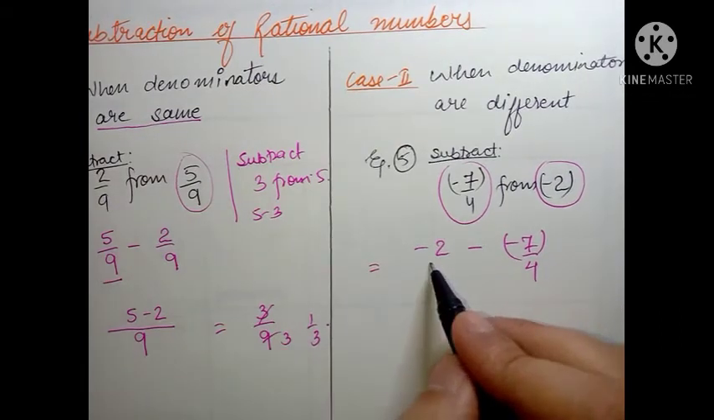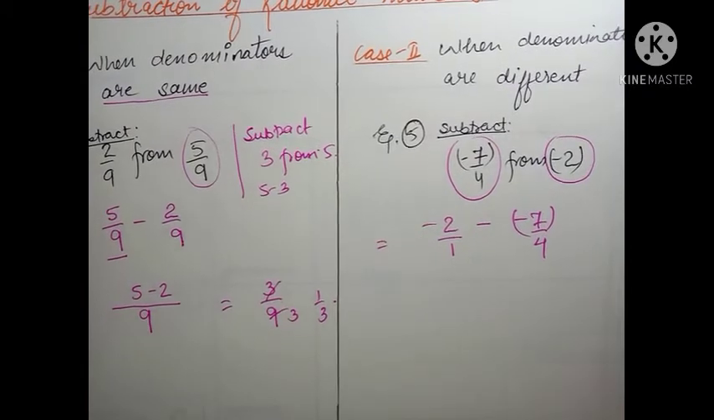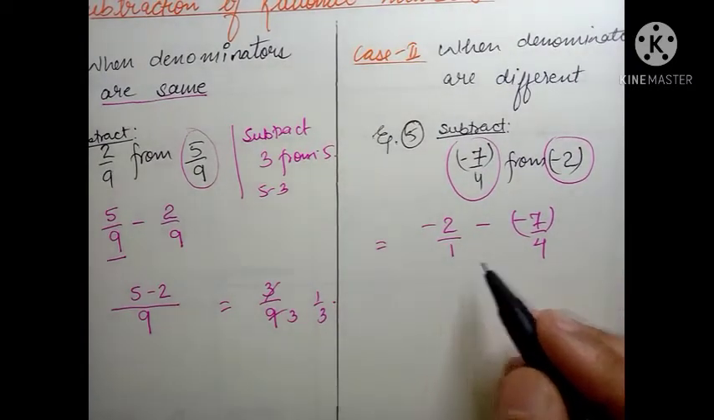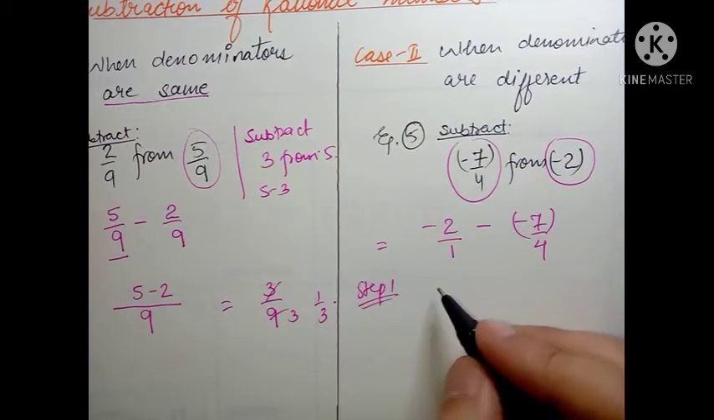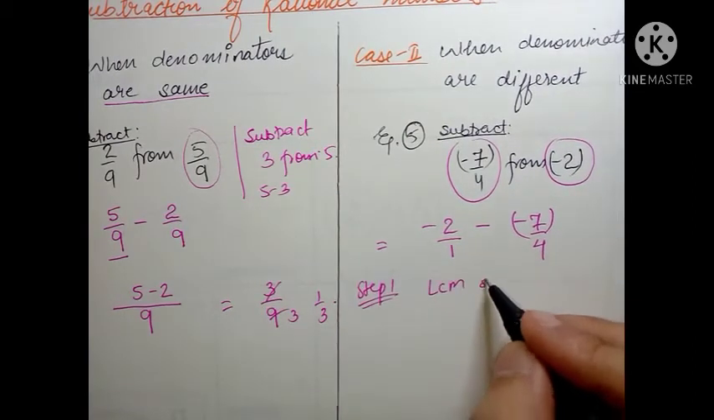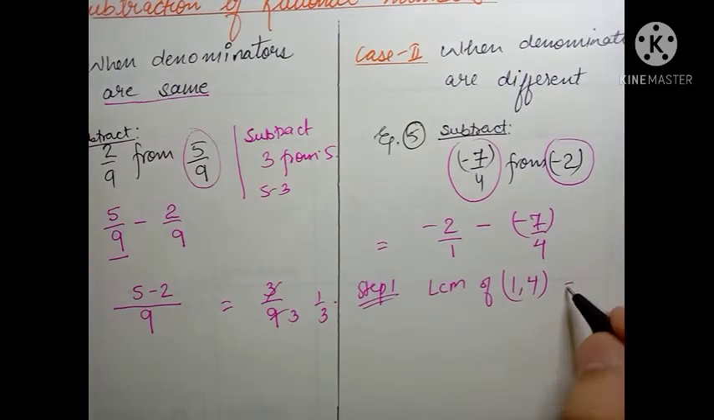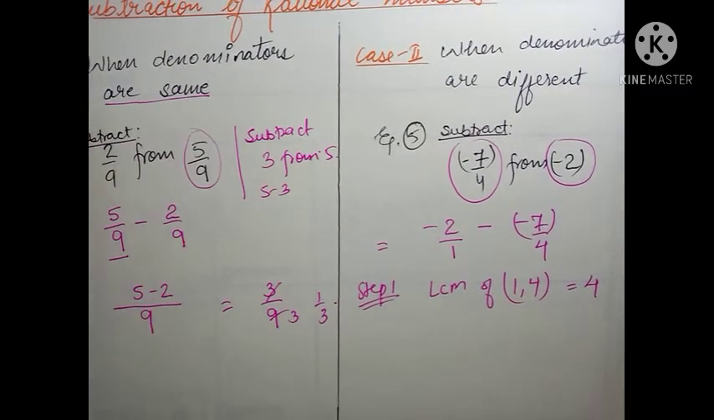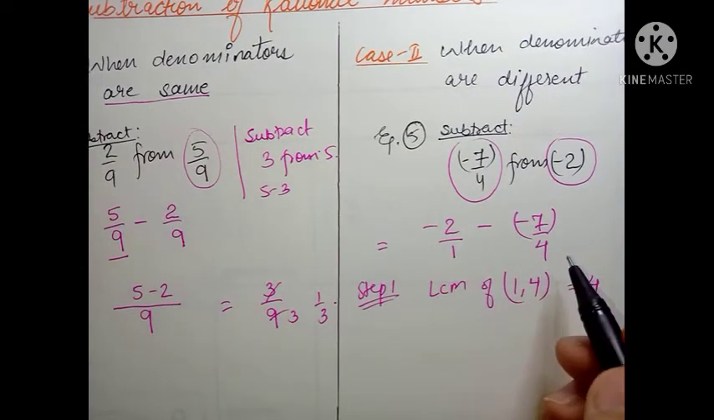Now as I've told you that there is 1 in the denominator, now you have to take the LCM of the denominators. So this would be our first step. Step 1 would be LCM of denominators. What are the denominators here? 1 and 4, and you better know that the LCM is 4. So LCM is 4, and now you have to make the denominators of both the rational numbers as 4.